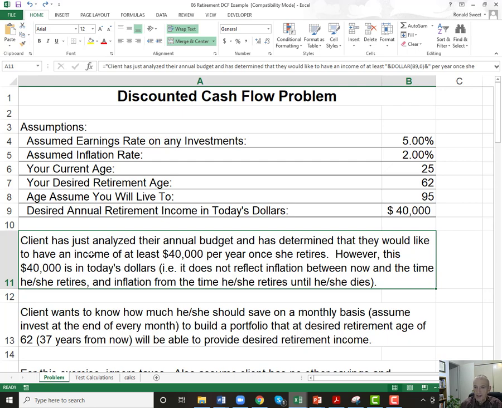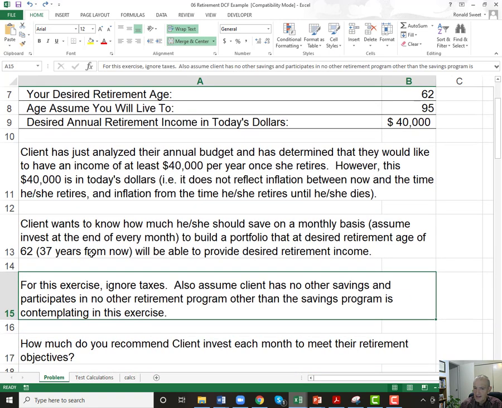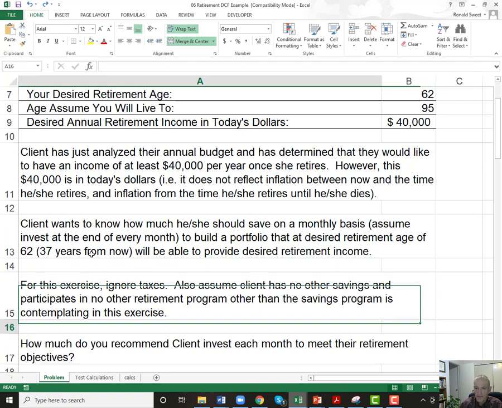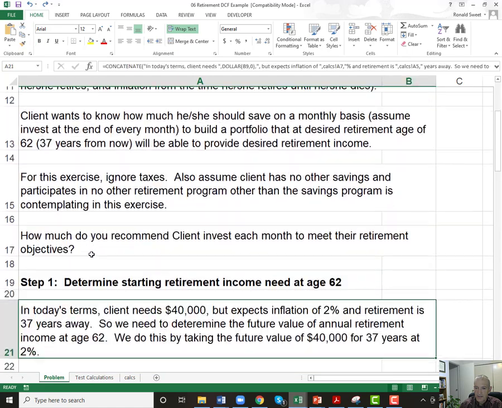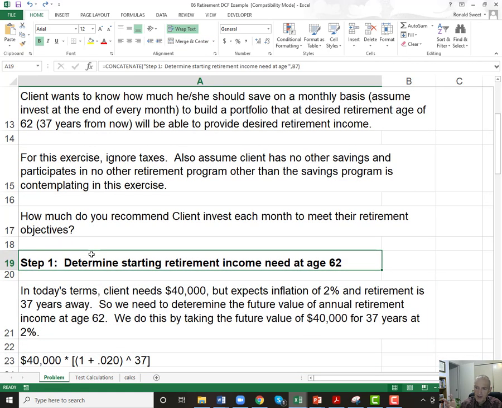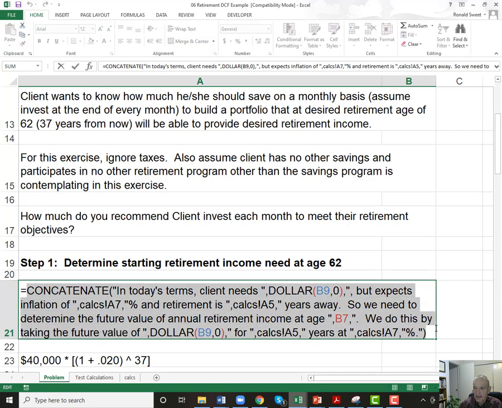The client, I'll call her Carol again. She thinks if she were to retire today, she would need $40,000 today to meet all of her expenses. She's going to save on a monthly basis, at the end of every month. And she wants to retire at 62, which is 37 years from now. So she has 37 years to build a portfolio. We're ignoring taxes. We assume she doesn't have any other savings. This is her entire savings. We're ignoring Social Security. So the question is, how much does she need to invest every month so she can retire at age 62? So the first thing we need to figure out is how much income will she need at age 62 to provide all of her expenses. All right. So again, I don't know why I switch between concatenate and others.